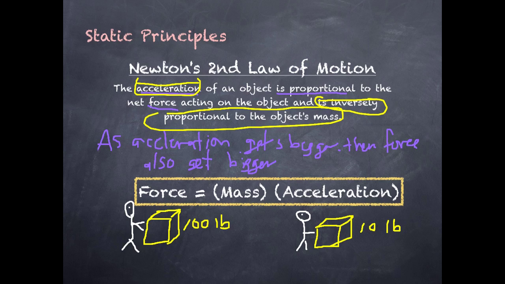Which of these scenarios, scenario 1 or 2, are you going to reach your top speed faster? We're obviously going to reach your top speed faster pushing the one that has the less weight. So here you're only pushing 10 pounds. You're going to accelerate quicker. Here you're pushing 100 pounds. Your acceleration is going to be slower. So once again, inversely proportional means as one number gets bigger, the other one gets smaller. As the mass gets bigger, the acceleration gets smaller. Here, as the mass gets smaller, the acceleration gets quicker.